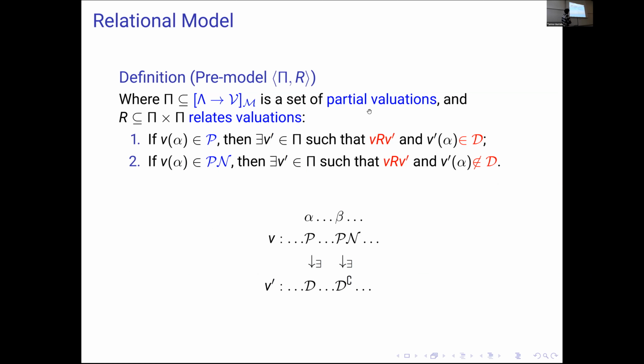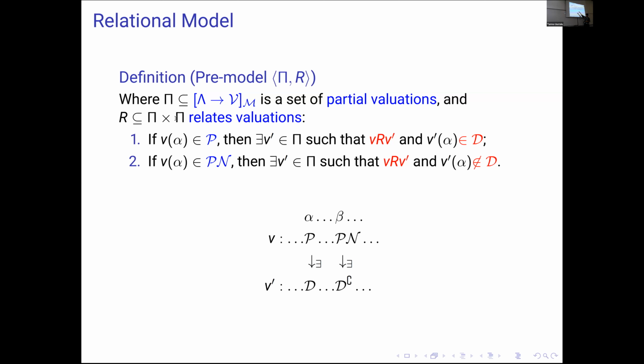So our relational model is something like this. It's a set of partial valuations, this thing in blue, over a closed subset of formulas, and this is the relation we are going to build on valuations. But it's very simple. It is based on the following fact. If you have a value here, which is possible, the diamond stuff, you have to show me another one, right? So you have to show me another valuation.